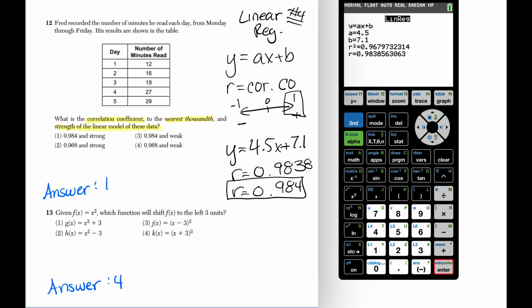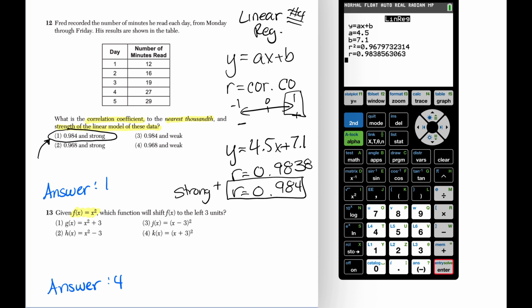this is a strong positive correlation. And I just have to look to see, and here you go, 0.984, that's our correlation, and it is strong. Okay, so if you run into that same issue I did where you weren't seeing the R squared and the R, again, you have to go into second and catalog and scroll all the way down to diagnostic on and hit that twice. That can happen.